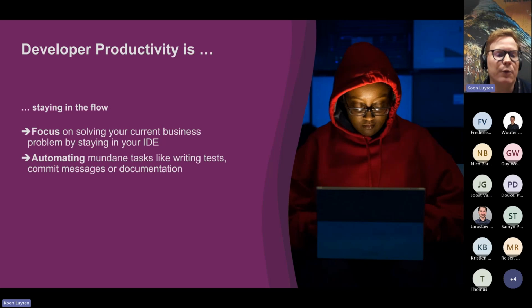So staying in the flow is also about making sure that we try to automate more mundane or repetitive tasks. So things like writing tests, trying to figure out what commit message you want to put in place for your colleagues or for the history of your Git history, basically, or writing documentation. These are the things that we know we have to do, but it's not typically part of being productive for a developer. So if we can automate these things as much as possible, then we can stay longer in the zone or in the flow.